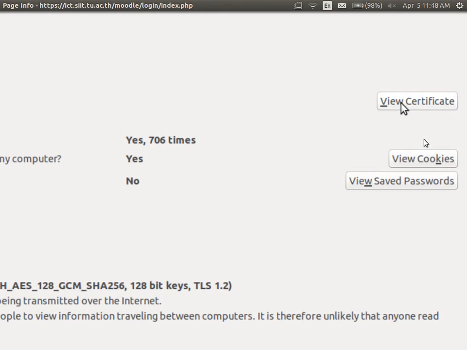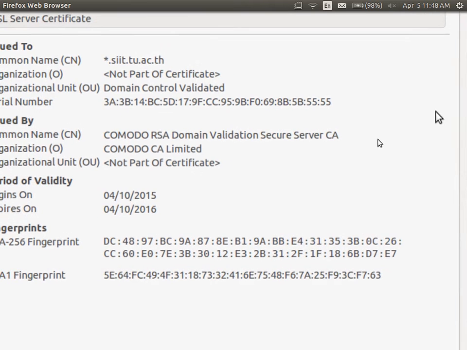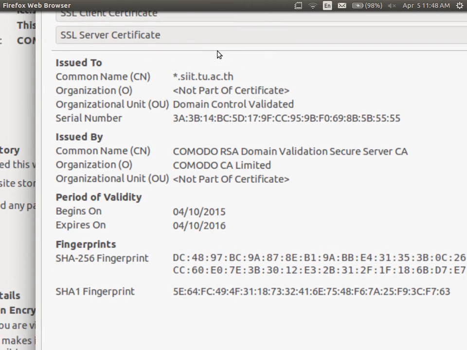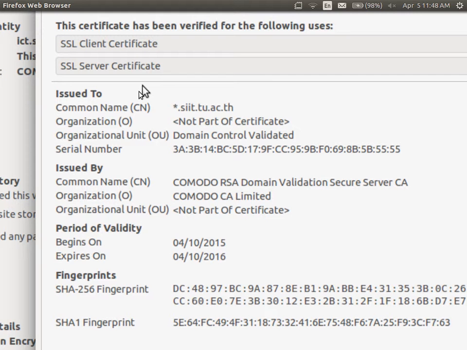And if we go over, we can actually view the certificate. And we see the certificate. Remember the general concept: the ID of the server, the public key of the server, signed by someone else, signed by an authority. So the terminology used here, we have a certificate issued to the server, issued by the authority. We see that this is issued to, and here it's a little bit different in that it's issued not to a single domain name, but any domain name that ends with sit.tuacth. It's like a wildcard. It covers ICT, it covers IT, registration, www.sit. The one certificate covers all of SIT.